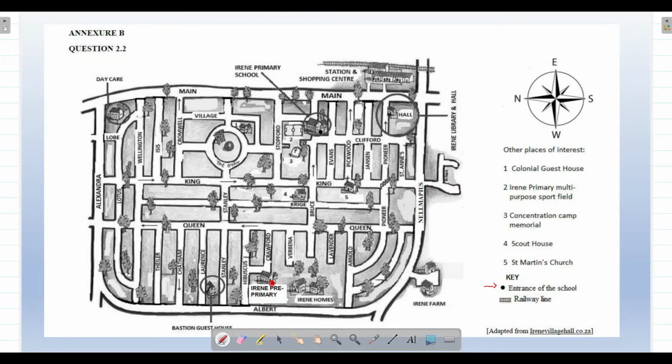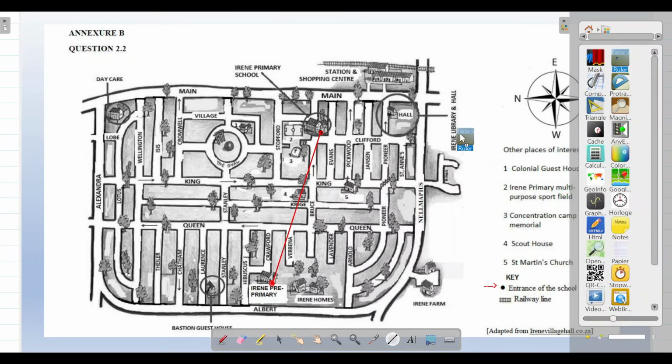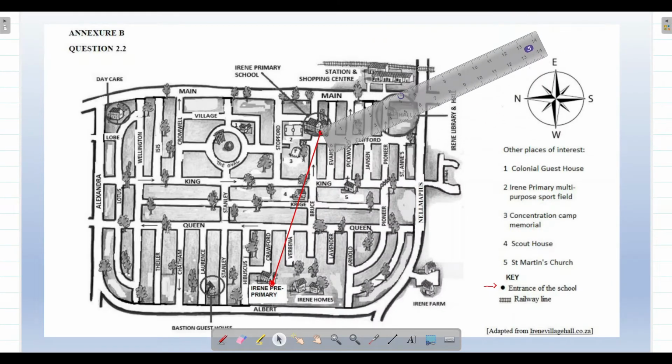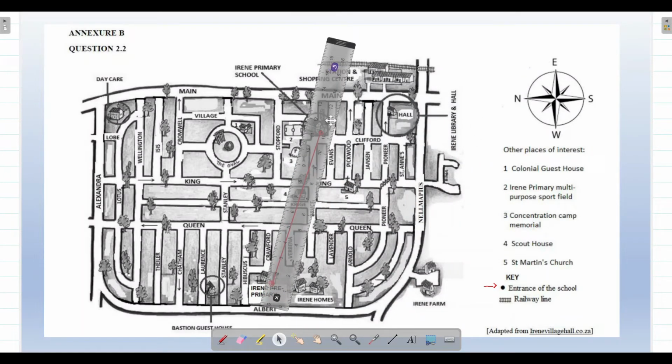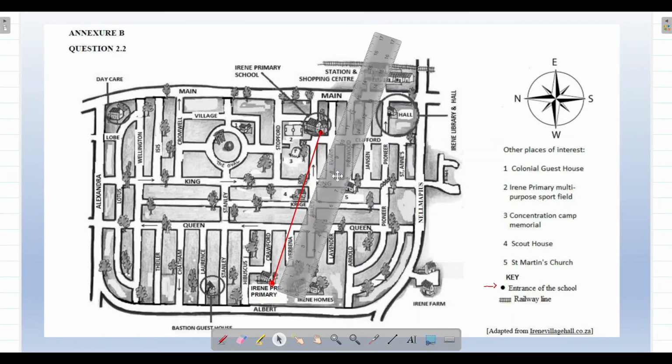We also need to determine where the entrance of Irene Primary School is, and it is there, right? So all we need to do is take our ruler and draw a line from the entrance of Irene pre-primary to the entrance of Irene Primary School. Once you've drawn your line, it will look like this. Then we take our ruler and measure the distance on our paper from Irene pre-primary to Irene Primary School. Irene pre-primary is not the same as the primary school, so it's not the same thing.